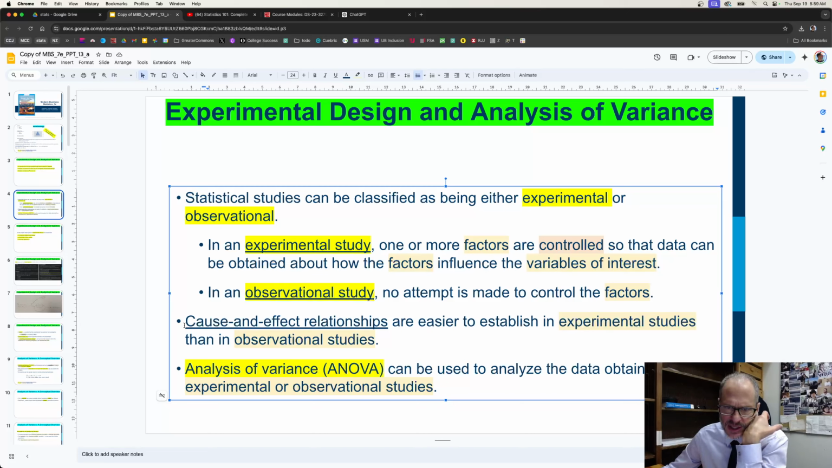Cause and effect relationships are easier to establish in experimental studies where you can control the factors and the treatments that you apply to the experimental units to measure variables of interest. So cause and effect relationships, right? Does this diet cause weight loss? Those are easier to establish in experimental studies than in observational studies. Analysis of variance, ANOVA, can be used to analyze the data obtained from experimental or observational studies.